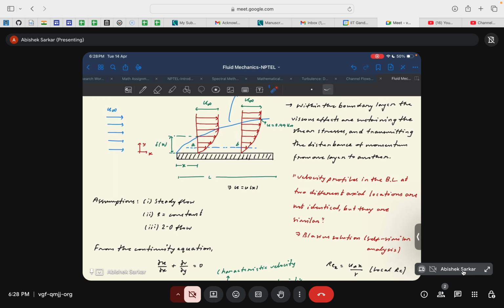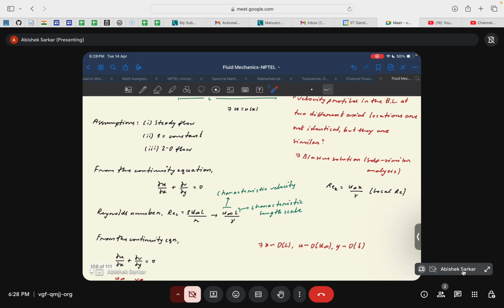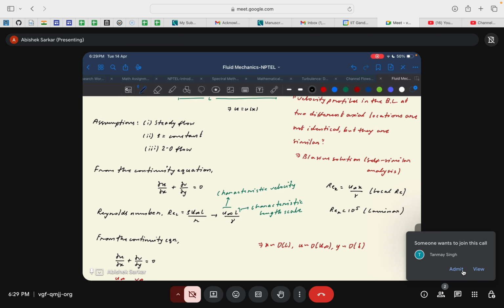Okay, so we consider that if the Reynolds number at any point is less than 10 to the power 5, your flow is laminar for this flow over a flat plate. And if it is greater than 5 times 10 to the power 5, or just say if it is around 10 to the power 6, we consider the flow to be turbulent.